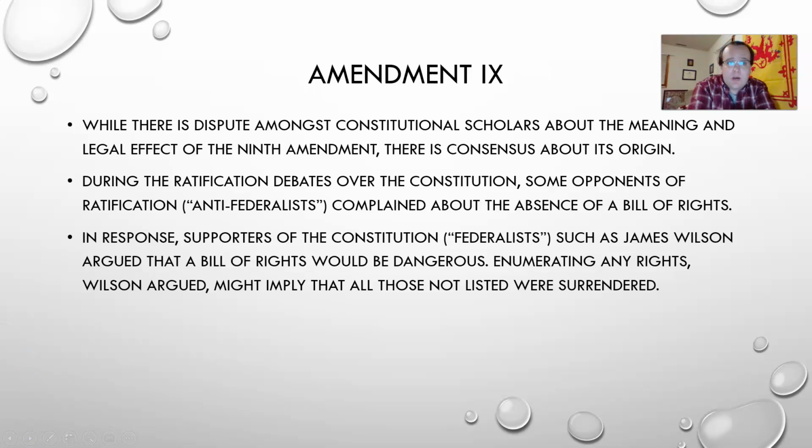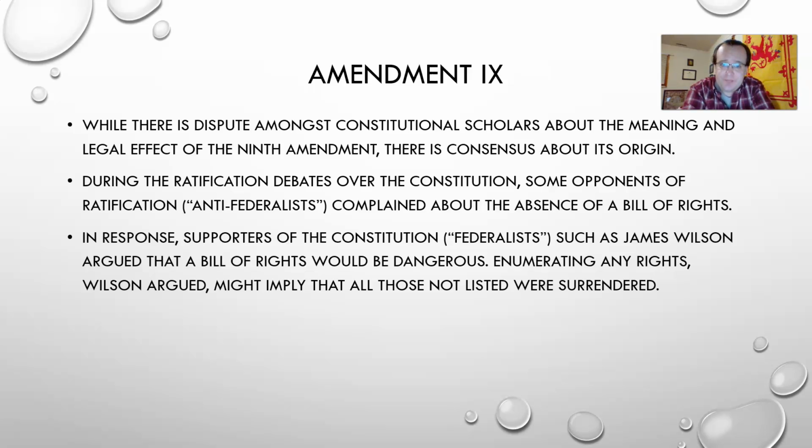So there is some dispute amongst constitutional scholars about what this amendment actually meant and its legal effect. There's consensus about where it came from. The historical fact is pretty much undisputed. So during the ratification, and you read this in your book, and we talked about this some earlier, during the ratification debates over the Constitution, there were opponents of ratification, the Anti-Federalists, Party of Jefferson. They complained about the absence of a Bill of Rights.